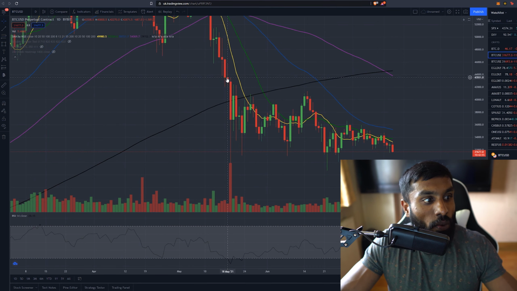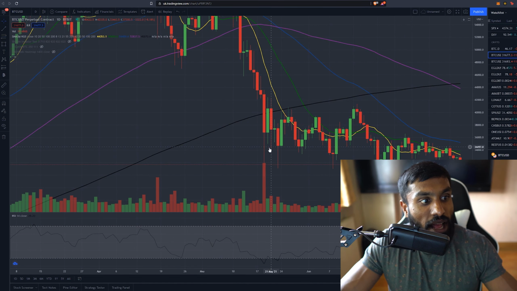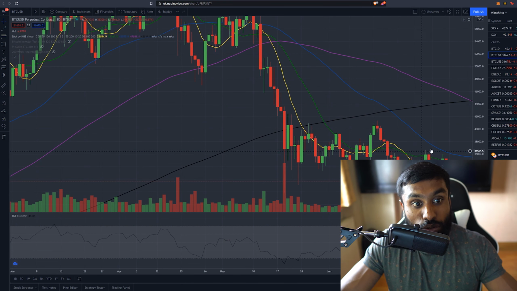And we can see how when we started crashing down, this was a monumental crash, obviously with all the bad FUD that was coming out. Then we retested the 200-day as a resistance, and carried on moving down.